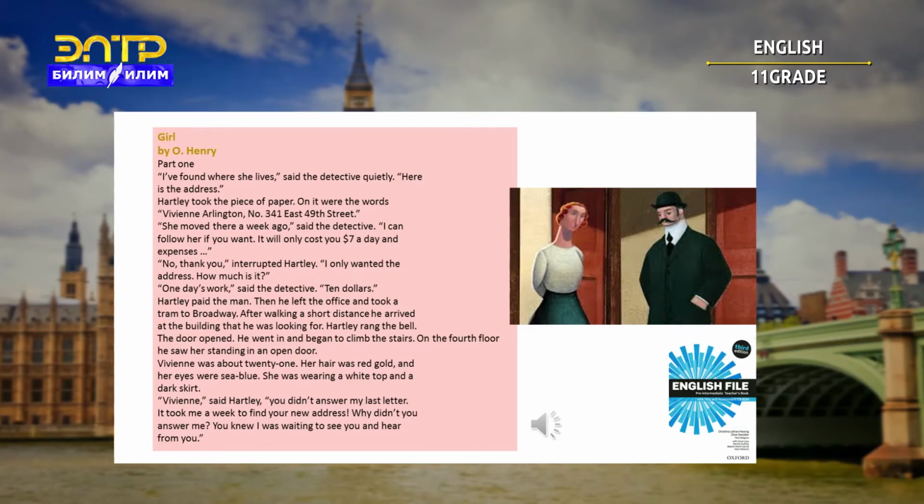On the fourth floor, he saw her standing in an open door. Vivian was about 21. Her hair was red gold, and her eyes were sea blue. She was wearing a white top and a dark skirt. Vivian, said Hartley. You didn't answer my last letter. It took me a week to find your new address. Why didn't you answer me? You knew I was waiting to see you and hear from you.